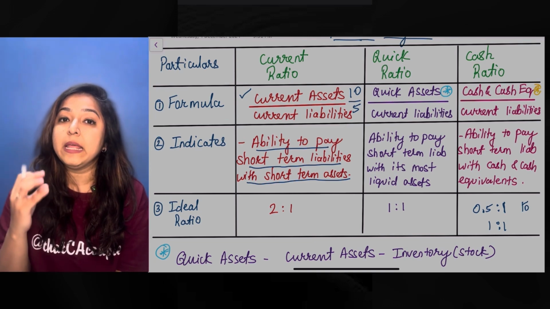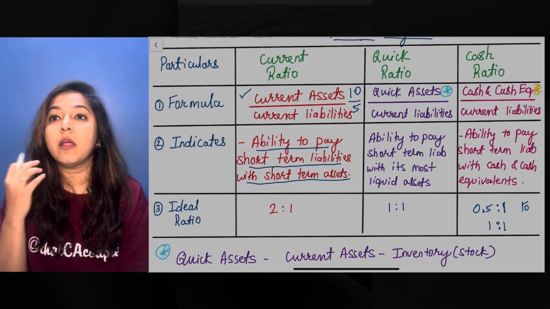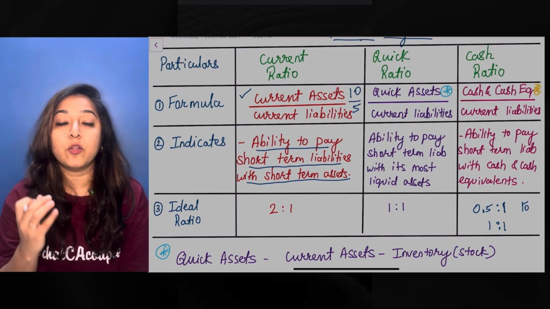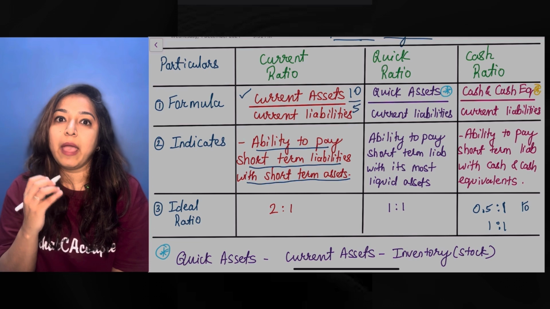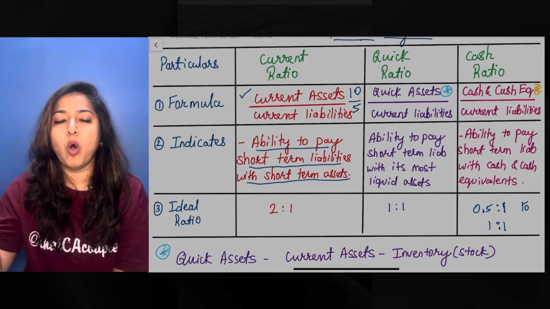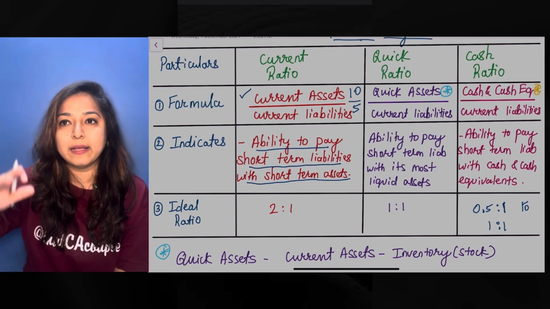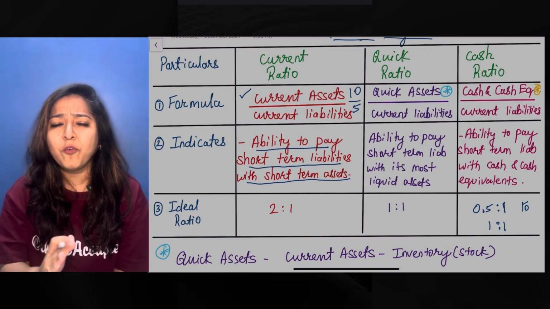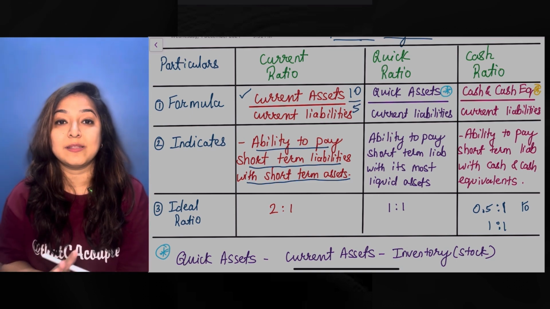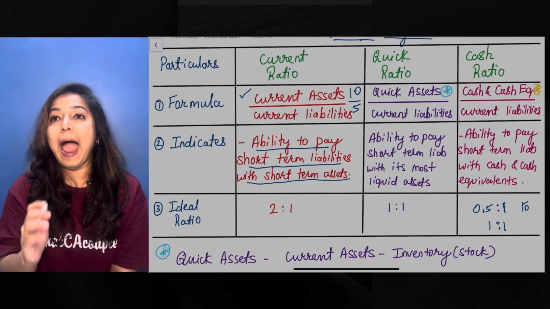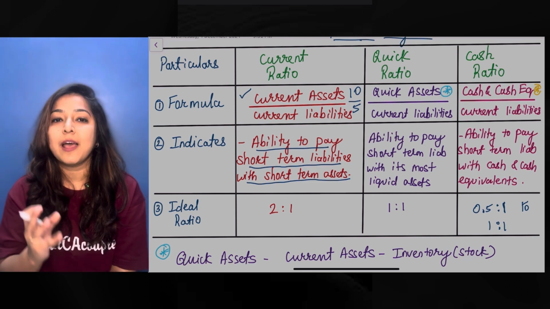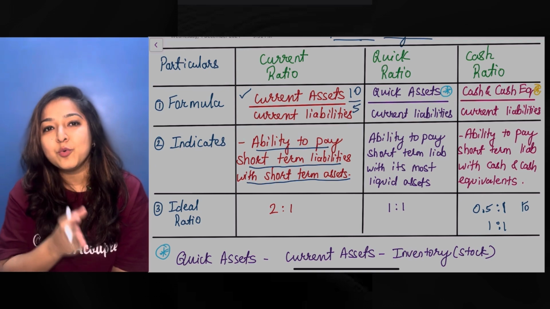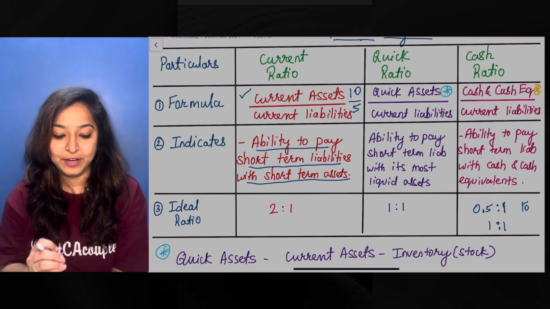Also, if the company operates in an industry where the credit cycle or the credit period is quite long, in that case anything more than 2 or quite more than 2 is also okay. So of course, all I'm trying to say is you will have to consider various factors and not just go by the book that it is 2:1. Of course, in academics we go by the book that 2:1 is going to be the ideal ratio.